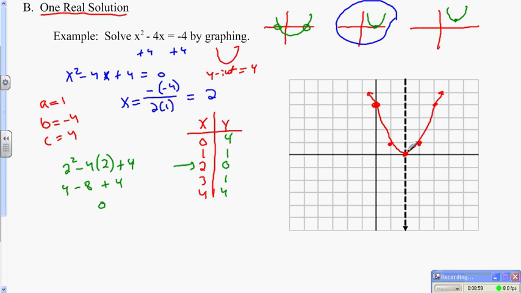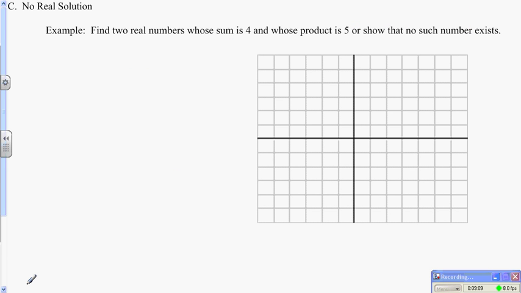We also have the vertex, and that is the solution. So 2 is considered our solution. I'm going to stop here, and I'll have part B for our last part of this lesson.